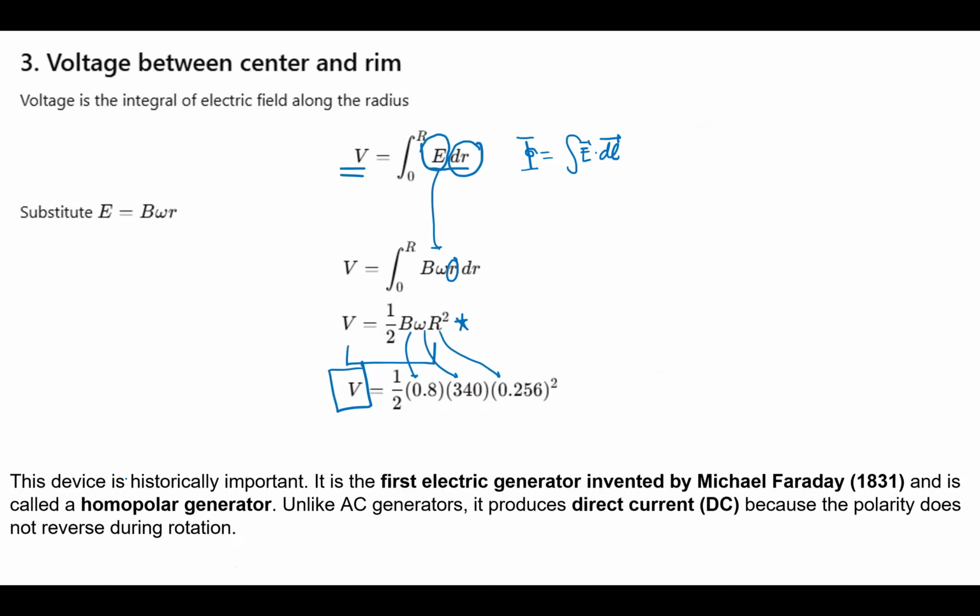And this device is historically important. It is the first electric generator, invented by Michael Faraday, and is called a homopolar generator. Unlike AC generators, it produces direct current, okay, because the polarity does not reverse during the rotation. So even though it is rotating, it does not change the polarity, so that it is called homopolar.